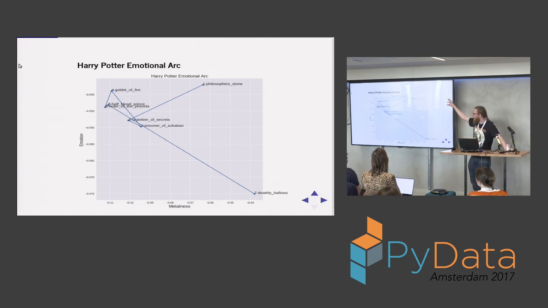Starts really happy. Harry's a wizard. He's happy. He finds out he's a wizard. Then things get less happy and less metal because angst isn't metal for some reason. And then things get happier, happier, and then it starts getting darker, darker, until you've got the Deathly Hallows, which is officially the most metal Harry Potter book.